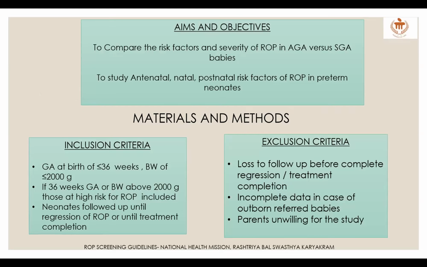Inclusion criteria were a gestational age at birth of less than 36 weeks and a birth weight of less than 2,000 grams. If they were above 36 weeks or a birth weight above 2,000 grams, but were considered high risk for ROP, they were included. This was according to the pediatrician's discretion. Neonates were followed up until regression of ROP or treatment completion.